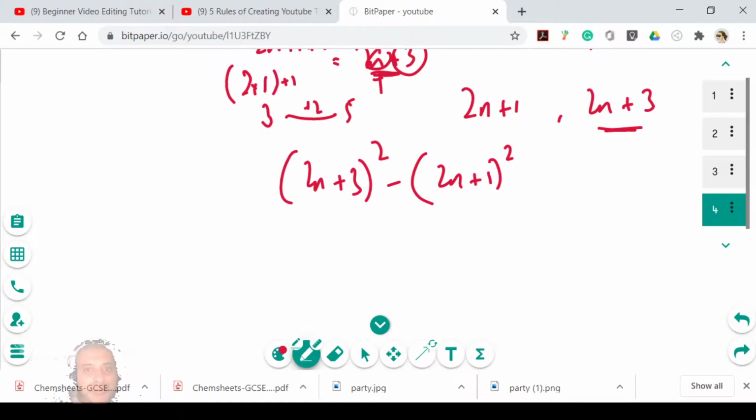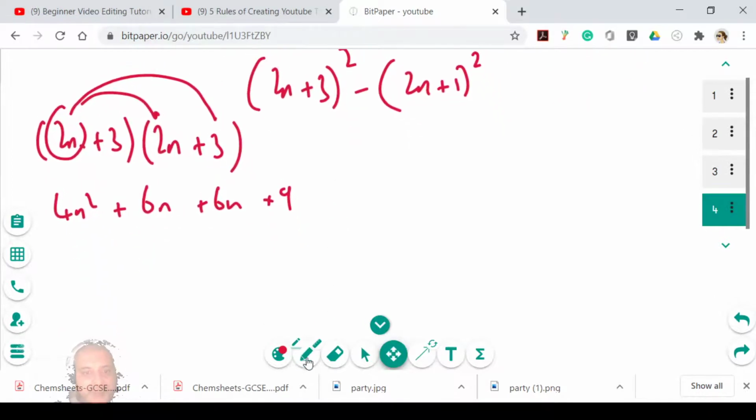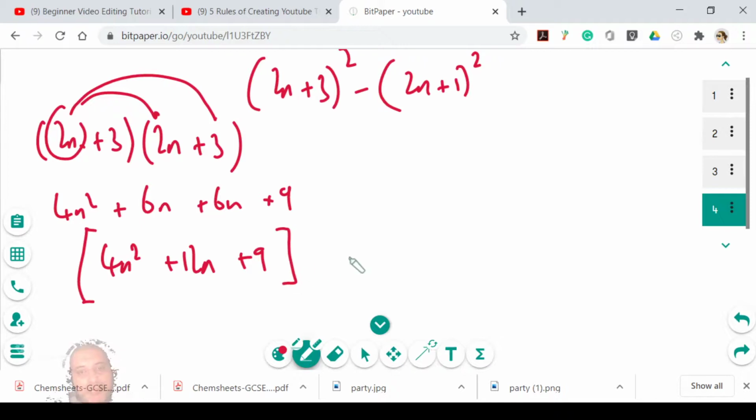So I'm going to deal with this one first. All right. So I'm going to expand the brackets two different ways. The first one, I'm going to do this one, is the traditional FOIL. 2n times 2n is 4n squared. 2n times 3 is 6n. 3 times 2n is 6n. And 3 3s are 9. Alright, so I'm just going to move across here. So I can simplify this down to 4n squared plus 12n plus 9. And what I like to do at this point is put square brackets. Right? And I'm going to now expand my second bracket.